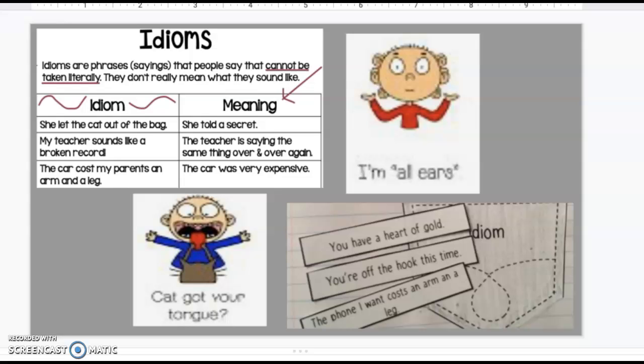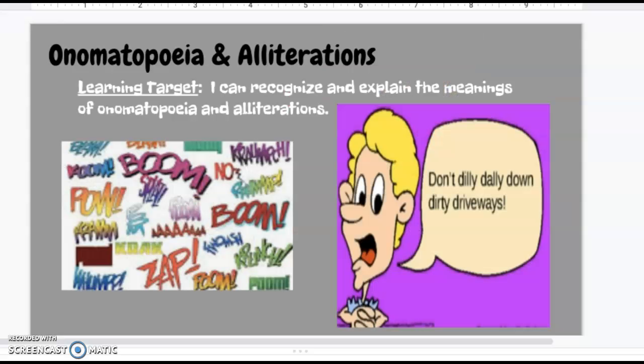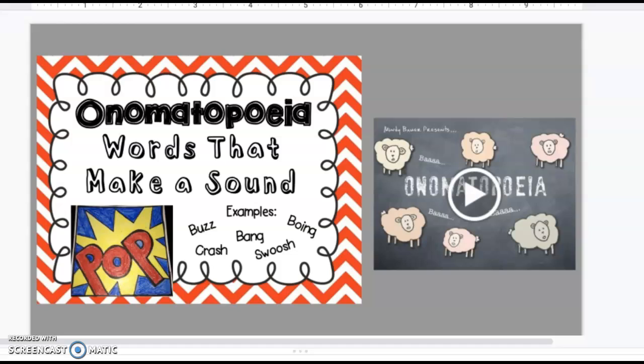Now, let's get to some of the new learning. Onomatopoeia and alliteration, some of my favorite words to say. Learning target, I can recognize and explain the meaning of onomatopoeia and alliterations. Let's see here. Onomatopoeia, words that make a sound. Here I have just a fun short video on onomatopoeia. I like to say that word.